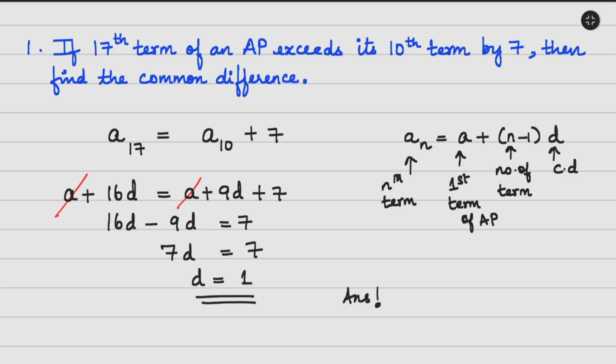Right? So what do you mean when you say the common difference is 1? That means it's a consecutive number. 1, 2, 3, 4. Common difference happens to be 1. I hope it's clear. Let's move on to the second question.